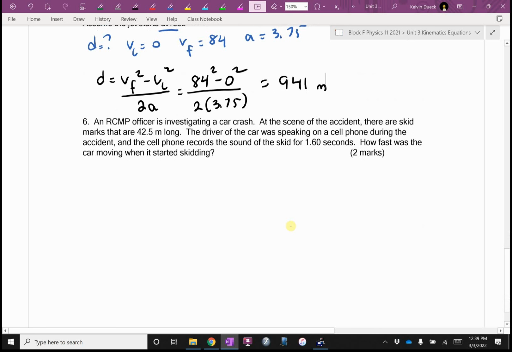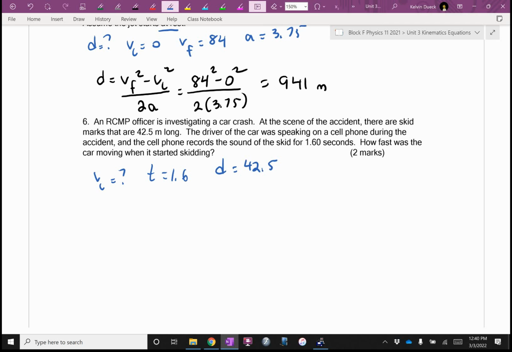RCMP crash question. It looks like this is asking me to find VI. It looks like T is 1.6. It looks like D is 42.5. Uh-oh. That's only 2 things. I need 3 things to find the 4th. What else do I know?